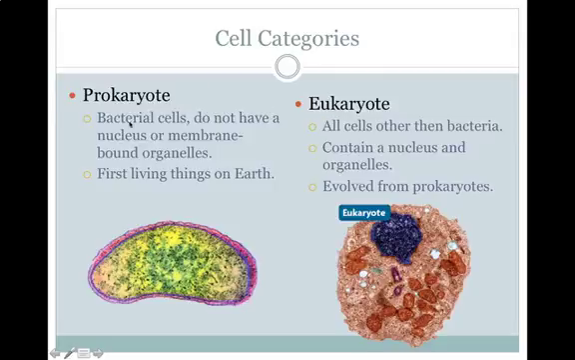Prokaryotes are always going to be bacterial cells. Every prokaryote on the planet that we know of is classified as a prokaryote. They do not have some of the organelles that the larger eukaryotic cells have. Like a prokaryote does not have a nucleus. It has no membrane-bound organelles. These are ancient cells. These are the first living things on the planet.